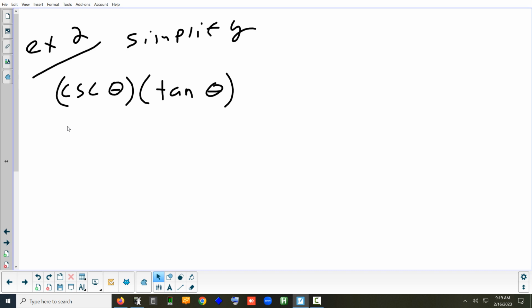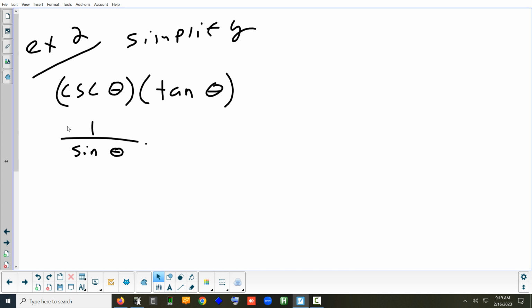Let's start with cosecant. What can I change that to? 1 over sine theta. So we have 1 over sine times. What can we change tangent to? Would it be 1 over cotangent theta?